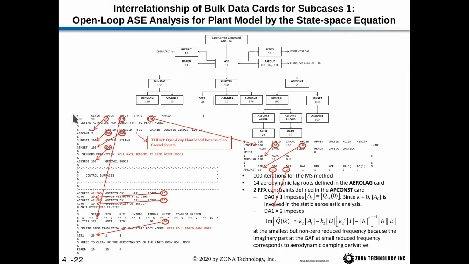Next, the ASE card refers to the Flutter card, which defines the flight parameters. So we have antisymmetric boundary condition. The M-list here refers to a SET1 card, which deletes the side translation and yaw rigid body modes, but we're keeping the roll rigid body mode. So we're excluding modes 1 and 3. And then we have the rigid body reduction card to clean up the aerodynamics of the rigid body roll mode. So we have 4 in the component number here.